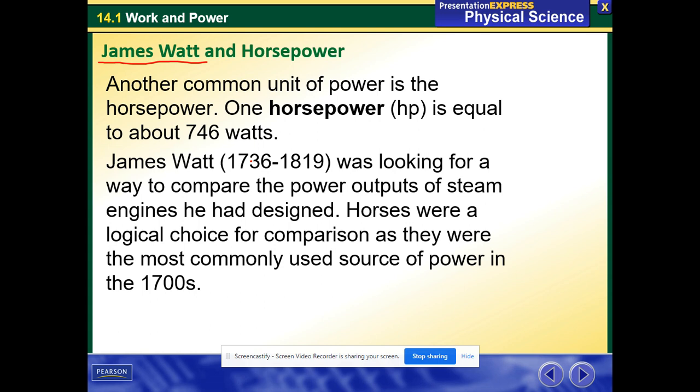Why horses? Well, they were the logical choice to compare them with in the 1700s, and that's because horses were the main source of power. They pulled wagons, they were pulling plows. If they were building anything over mountains, they were the ones that carried all the supplies. So horses were very powerful.